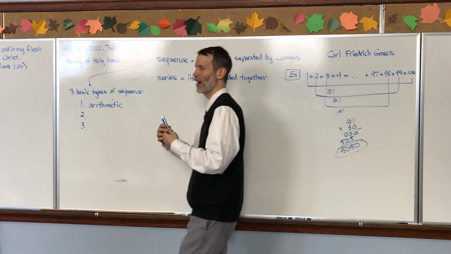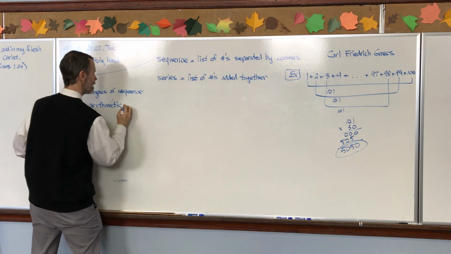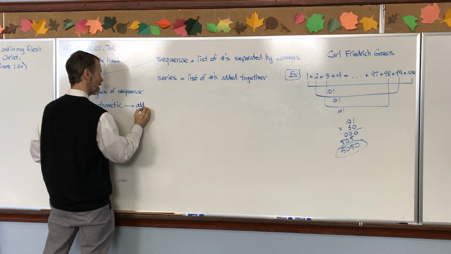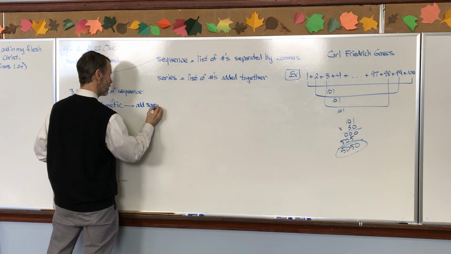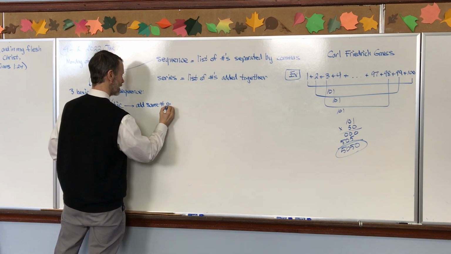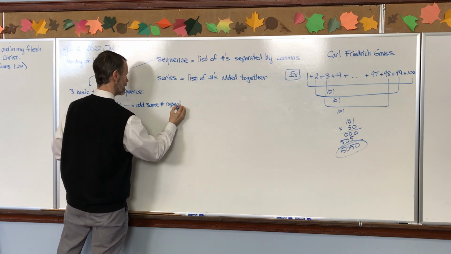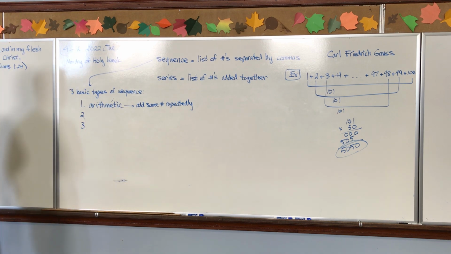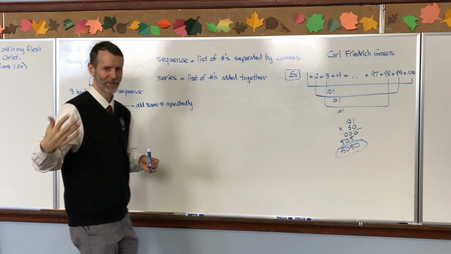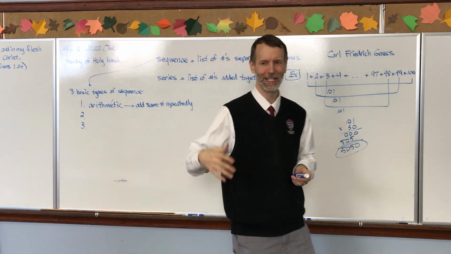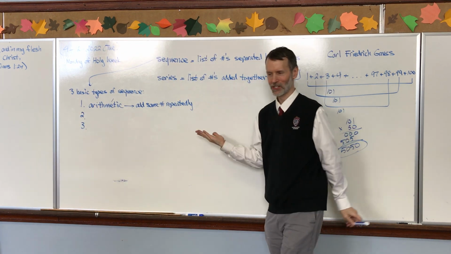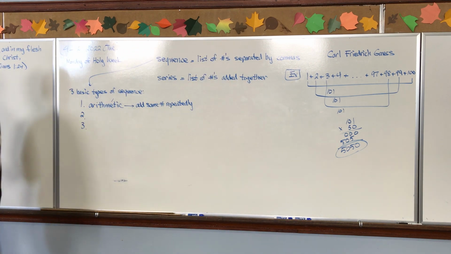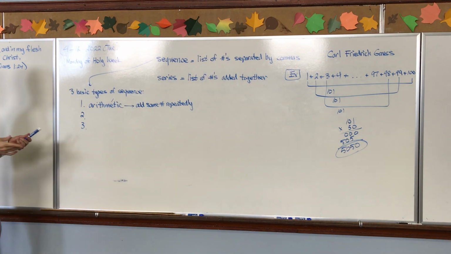If a sequence is arithmetic, that means you add the same number repeatedly. We saw a few of these yesterday, where you kept adding 4 over and over to get the next number. That's called an arithmetic sequence. Anytime you add the same number again and again, you'll get an arithmetic sequence.